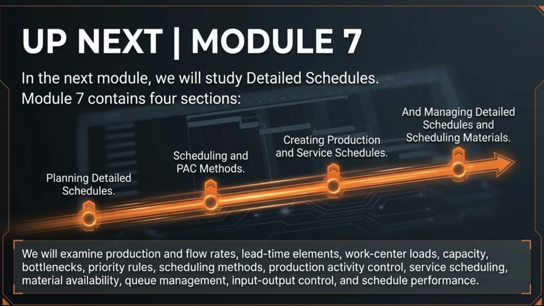Module 7 contains 4 sections: planning detailed schedules, scheduling and PAC methods, creating production and flow service schedules, and managing detailed schedules and managing supply materials. We will examine production and flow rates, lead time elements, work center loads, capacity, bottlenecks, priority rules, scheduling methods, production activity control, service scheduling, material availability, queue management, input-output control, and schedule performance.